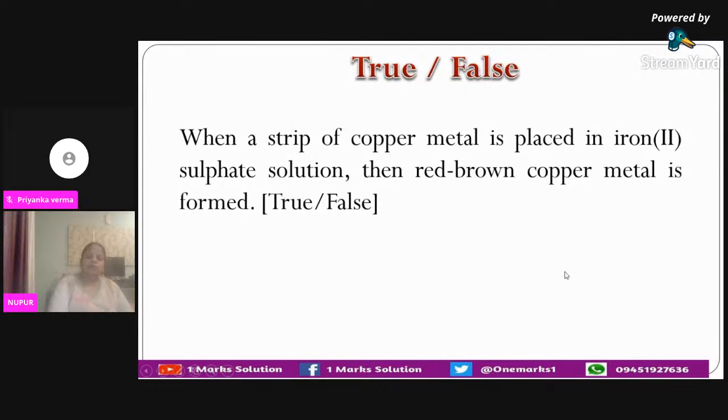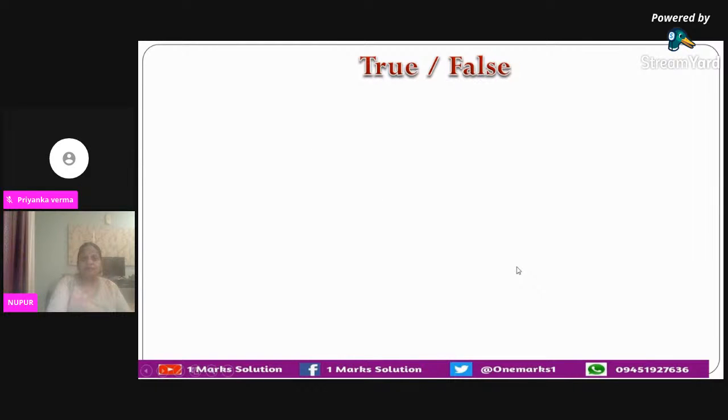So, when a strip of copper metal is placed in iron, now these are all activity based questions, then red brown copper metal is formed. Is it true or is it false? And definitely it is false. Iron can replace copper from its compound, but copper cannot displace iron from its compound. So this is a false one.